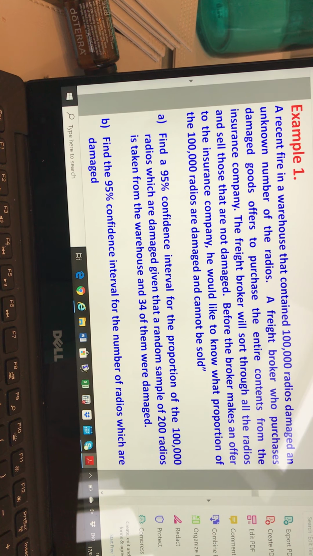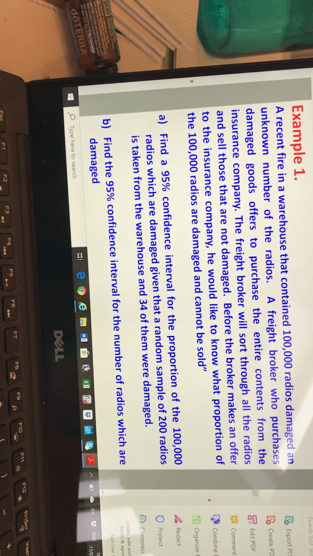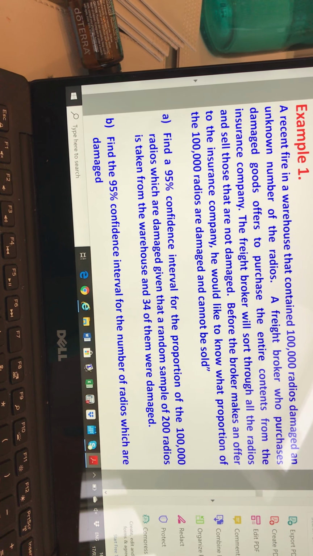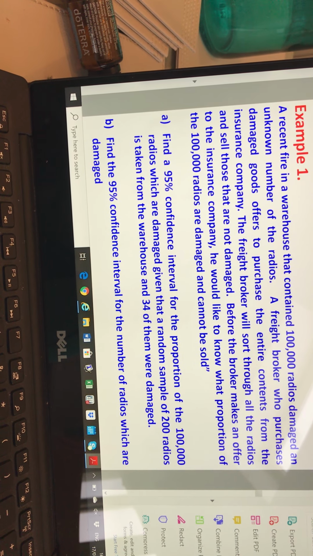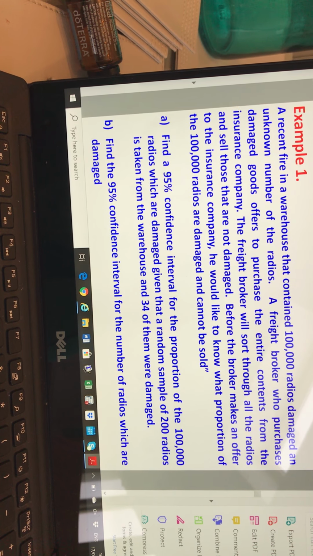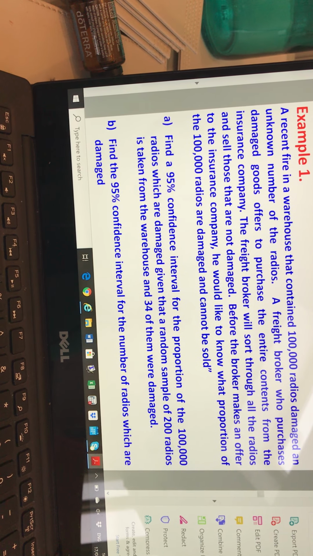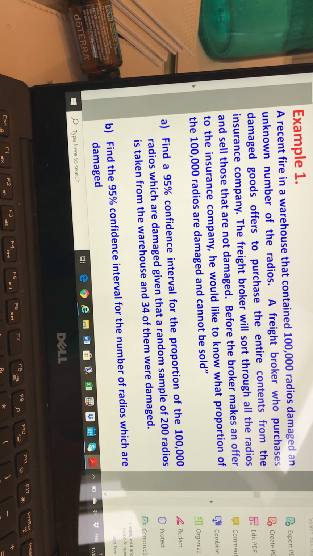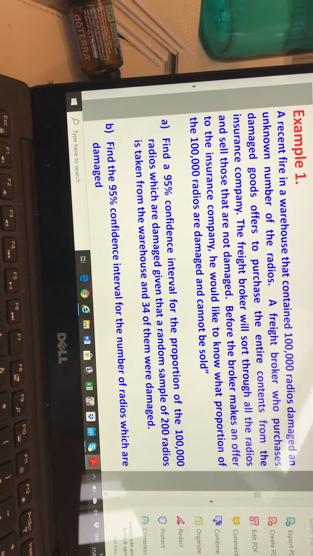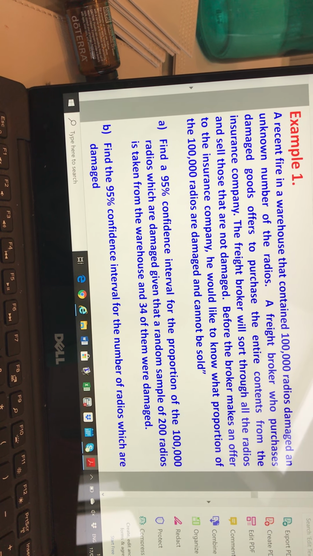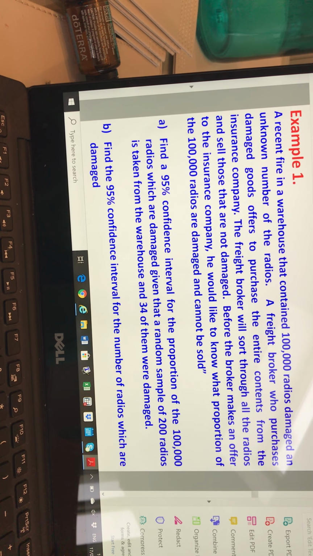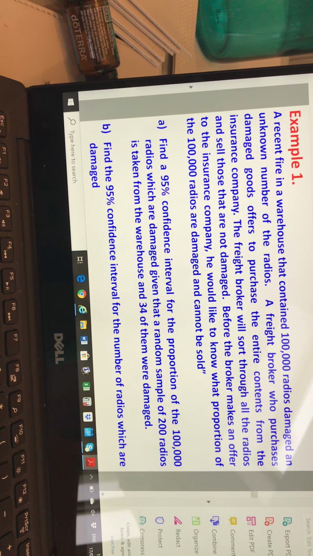So, there's a certain amount of radios damaged after a fire. There's 100,000 of them. I couldn't be bothered counting the 100,000 to see exactly how many radios are damaged, so I get a sample of 200 of them and 34 of those are damaged. If we think about it, what's the data that's generated? Well, the question is: is the radio damaged? The answer is yes, no. So that's categorical data, which means that we'll be using p hat.